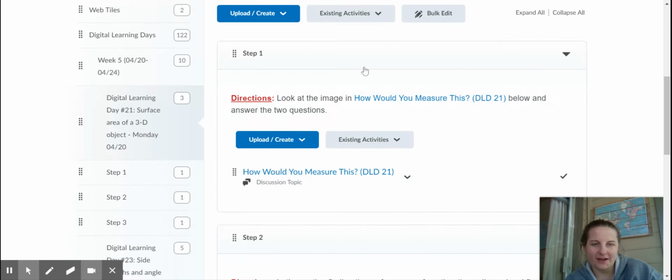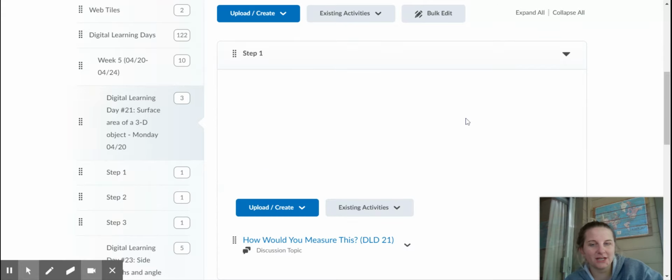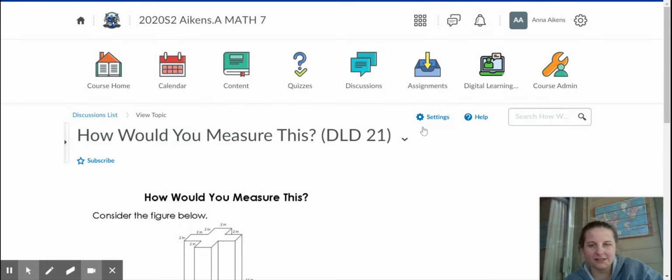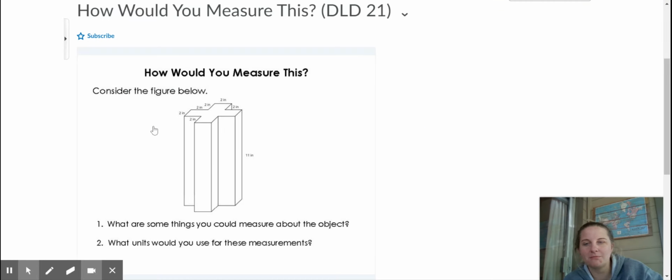So you have a quick discussion at the beginning, just an imagining. You open this up and think about how you would measure this. It looks like a plus sign that's been stretched out. Okay, so how would you measure it? There's no wrong answer. Just make sure you're participating in the discussion board.